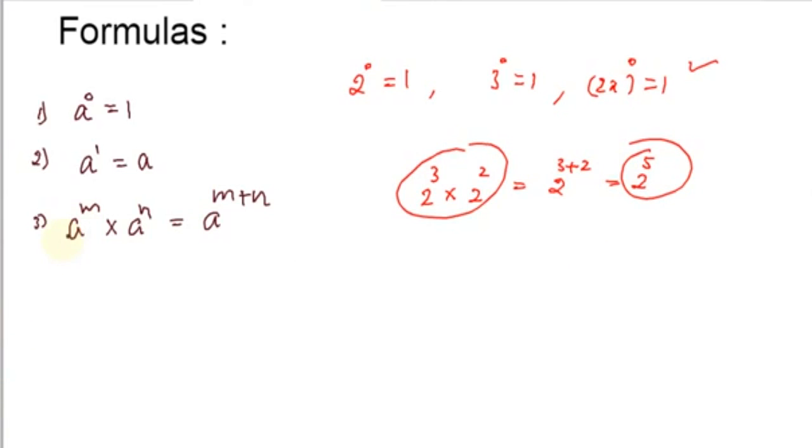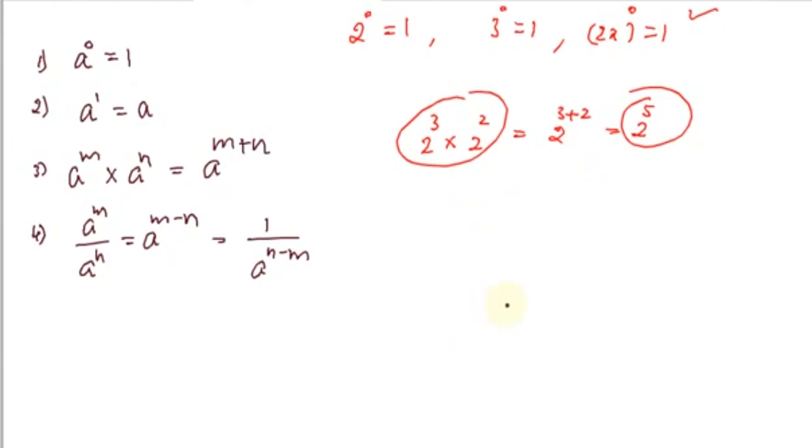Now a to the power m divided by a to the power n is equal to a to the power m minus n. If the bases are the same but they are in numerator and denominator, then we should subtract the powers, that is numerator power minus denominator power. We can write it another way also, 1 by a to the power n minus m. If you take the reciprocal, the sign of the power will change.